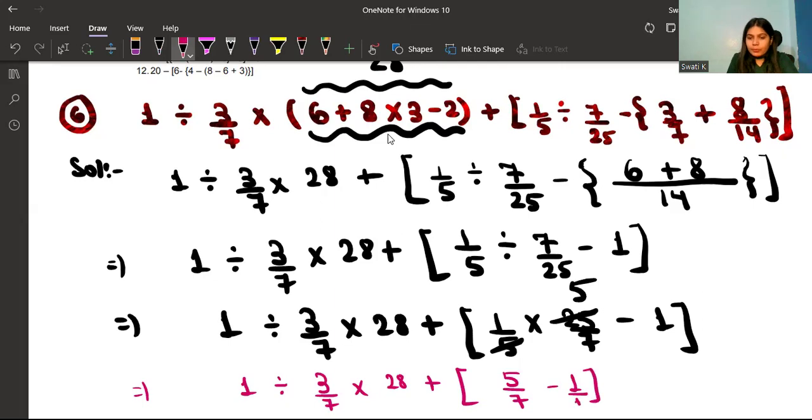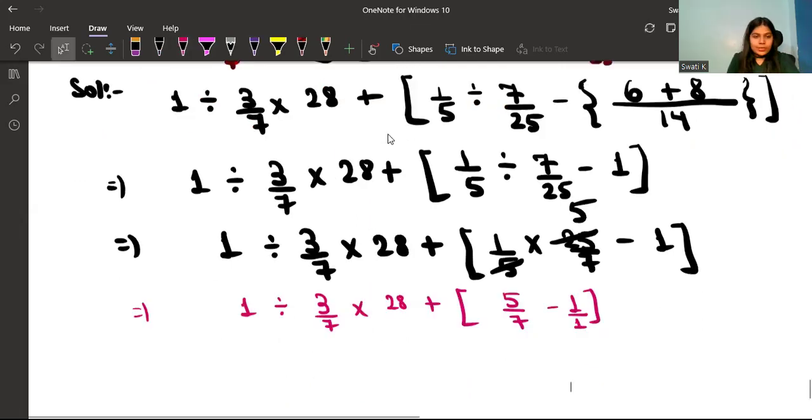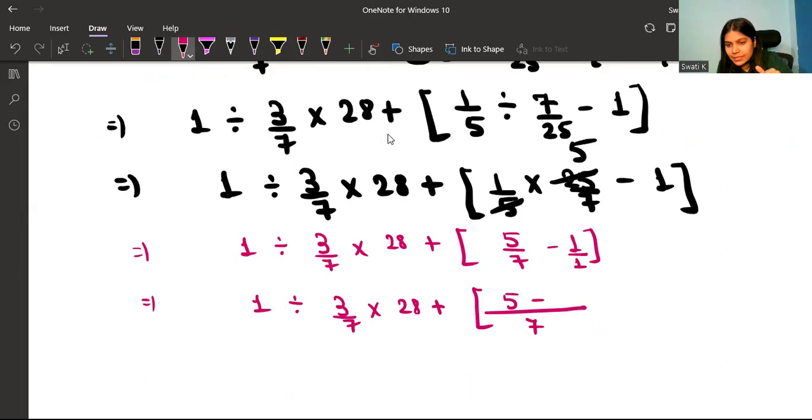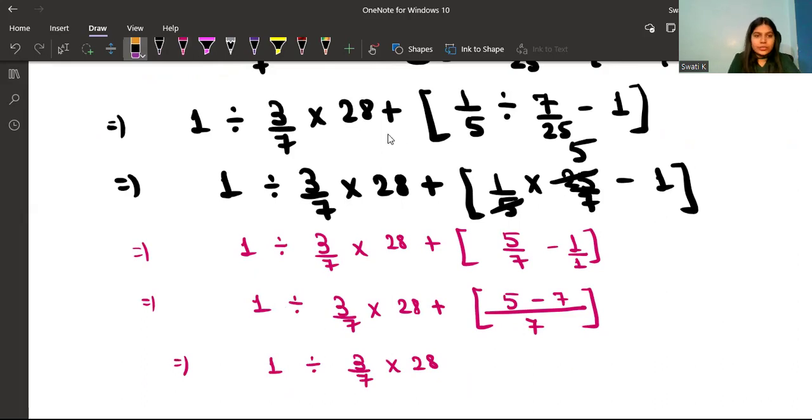Which I can also write down as 1 by 1, right? Now this will be nothing but 1 divided by 3 by 7 times 28 plus, if I take the LCM here, it is 7. This will become, of course, 5, and then minus 1 times 7 is 7. And now if I simplify this, it will become 1 divided by 3 by 7 times 28 as it is, plus 5 minus 7 is minus 2, right? So minus, and there is plus already, so plus into minus is minus. So I'm directly changing it to minus, and then 2 by 7.